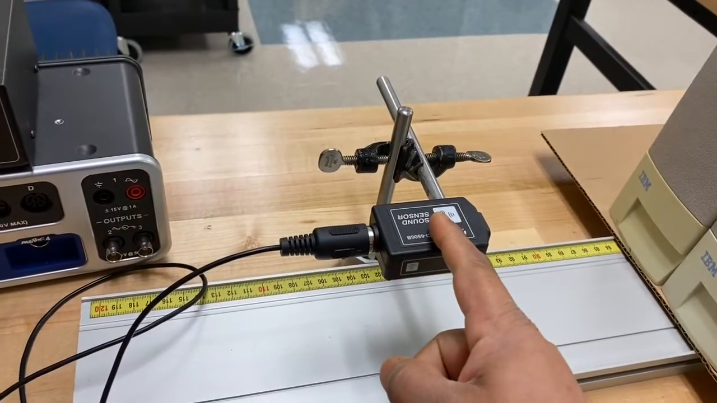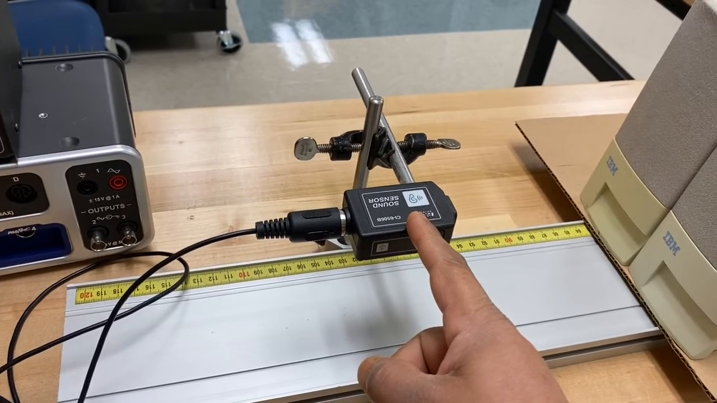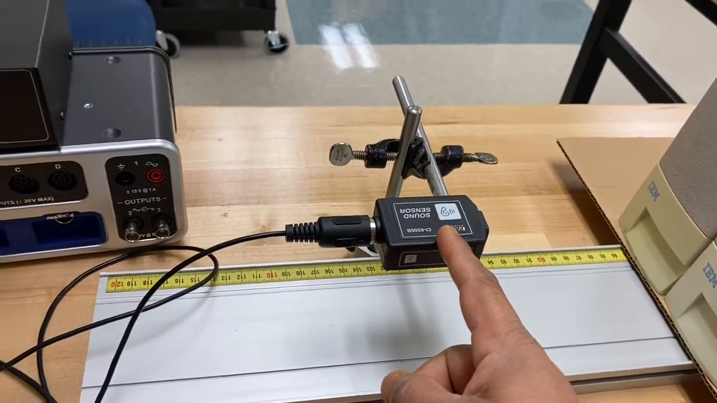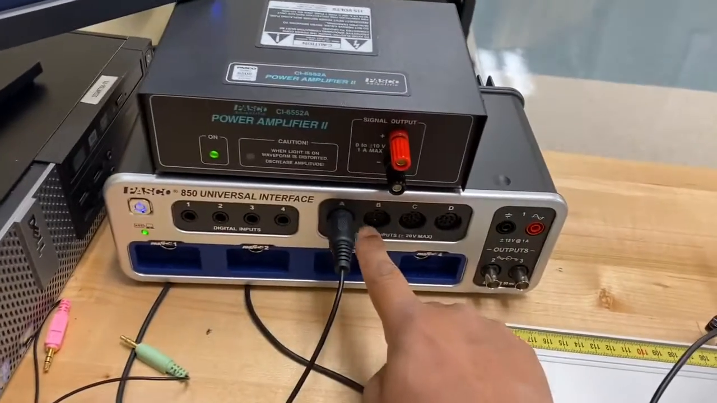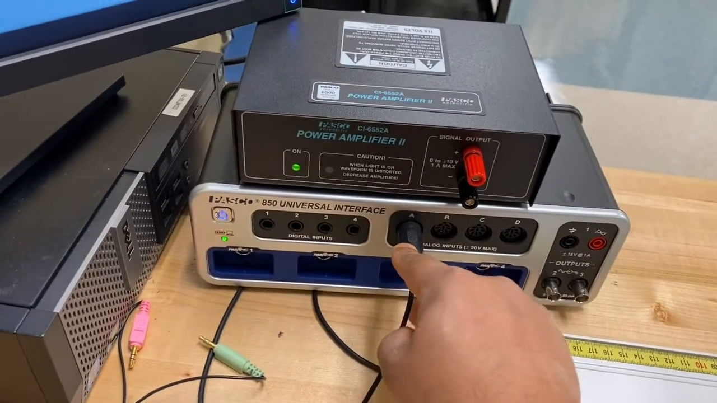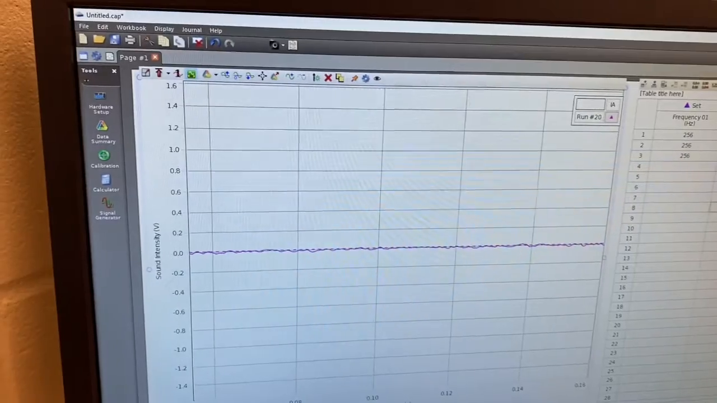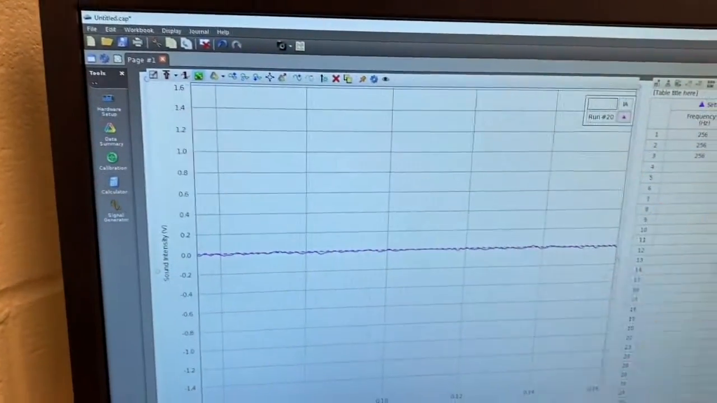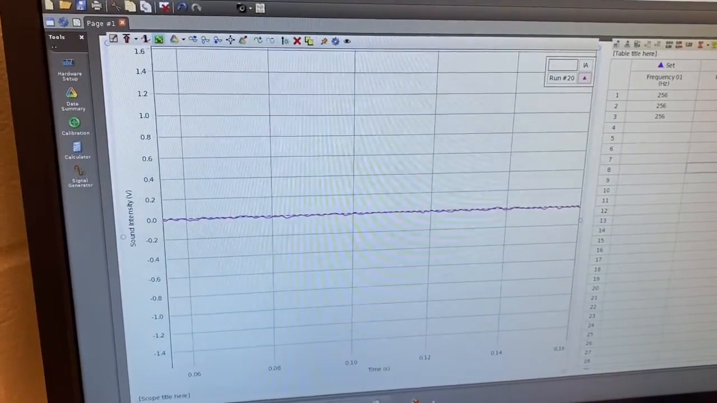Here's my sound sensor, and I'm going to use this sound sensor to detect the resultant sound wave, and this is connected to the analog input A of the 850 universal interface, and I can see the signal in here. This is the oscilloscope, so I'm going to see the signal here in the oscilloscope.